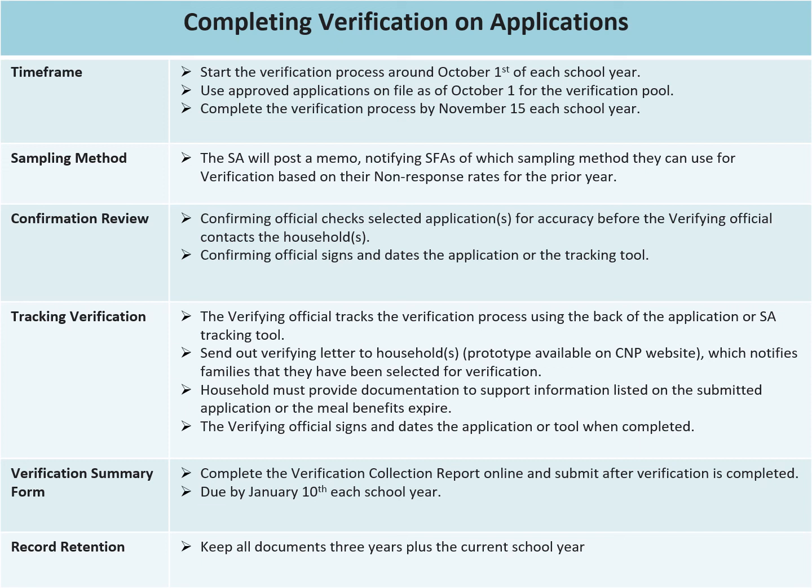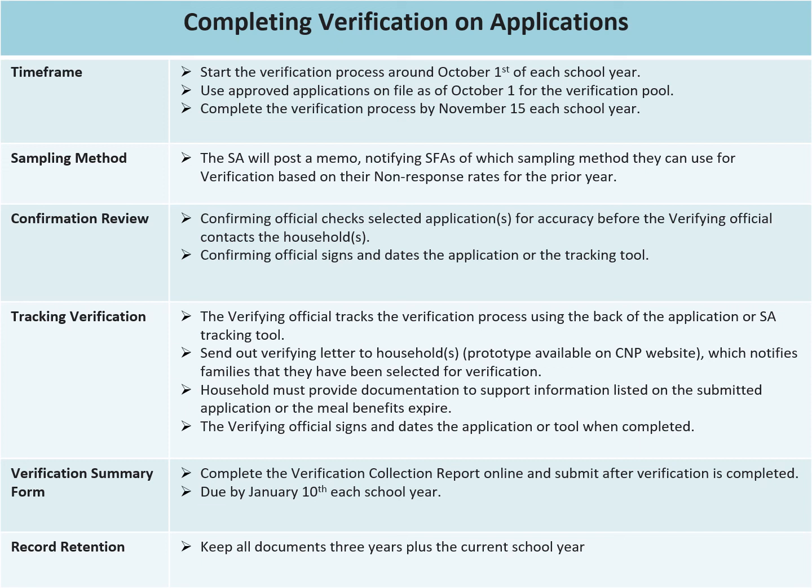Next, the verifying official will send out a verification letter to the household. The prototype is available on the CMP website, and it will notify families that they have been selected for verification. Households must provide documentation to support the information listed on the submitted application, or the meal benefits will expire. The verifying official signs and dates the application or tool once completed.